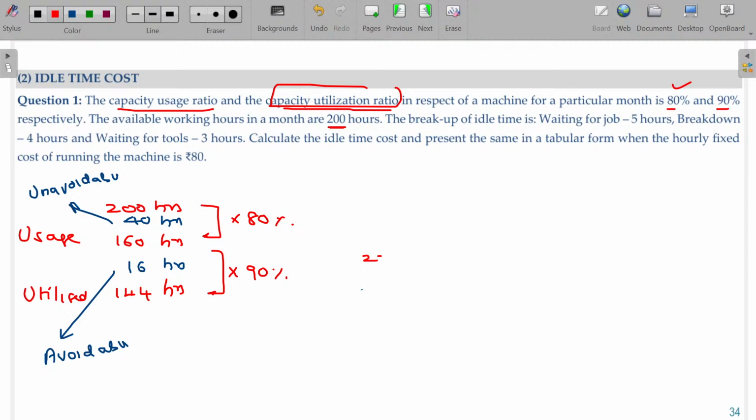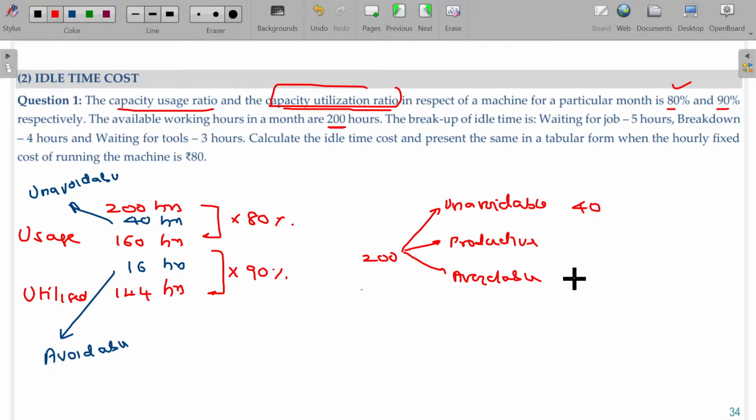Now, 240. This is unavoidable. And productive hours, and avoidable. Unavoidable being 40, productive being 144, avoidable being 16. Right.